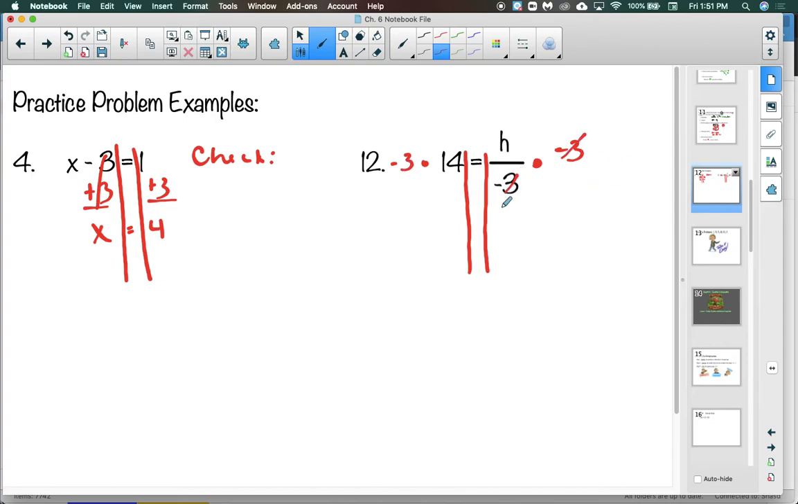Okay, these 3's cancel out. We're left with h on the right-hand side. Negative 3 times positive 14 is negative 42. Again, don't forget to do your check here. I just wanted to help you out with those 2 questions because we didn't see anything like them.